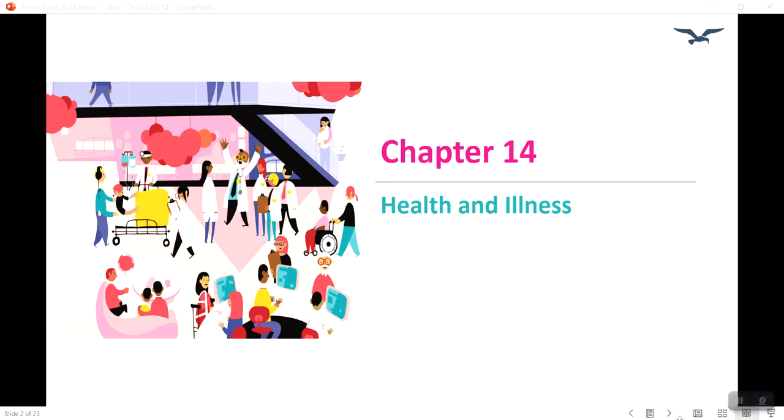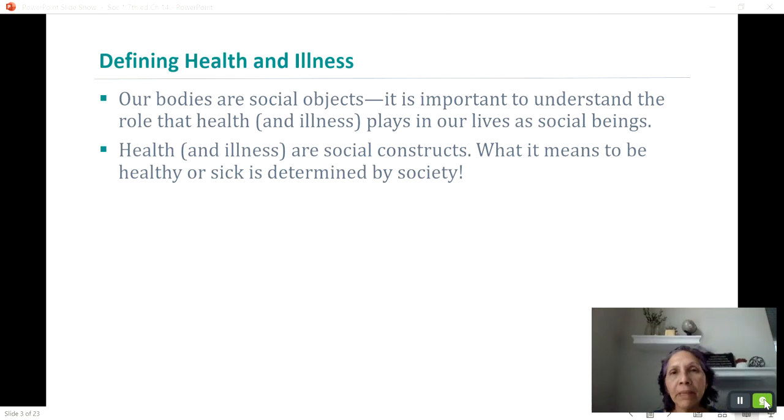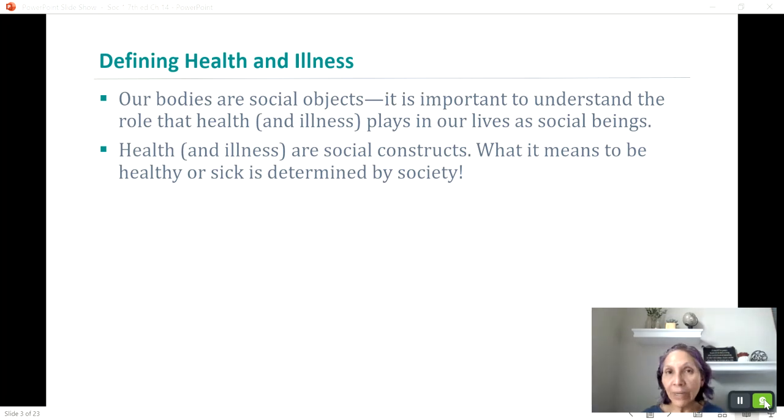So I'll begin with when we think about health and illness. For sociologists, when we think about health or we think about illness, we consider those to be social constructs. So you may remember from earlier chapters, for example, when we talked about race or gender, I mentioned that these are concepts that are socially constructed, which means that these concepts mean what society says they mean.